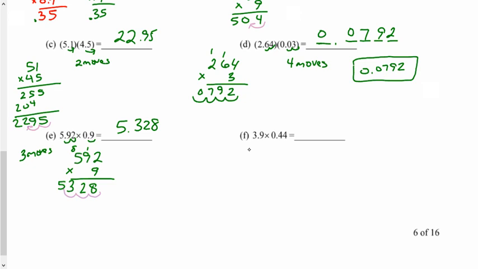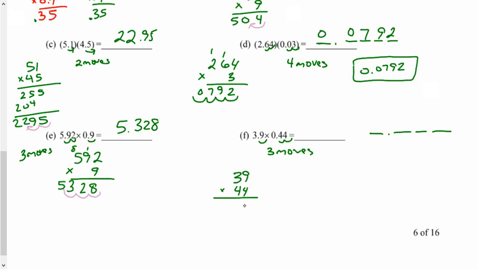Okay, the last one that we're going to look at here today in this part is 3.9 times 0.44. So this will be move it 1 place there and 2 places there. That's 3 moves. Right away, I know my answer is going to have 3 decimal places here. So we'll take 39 times 44.